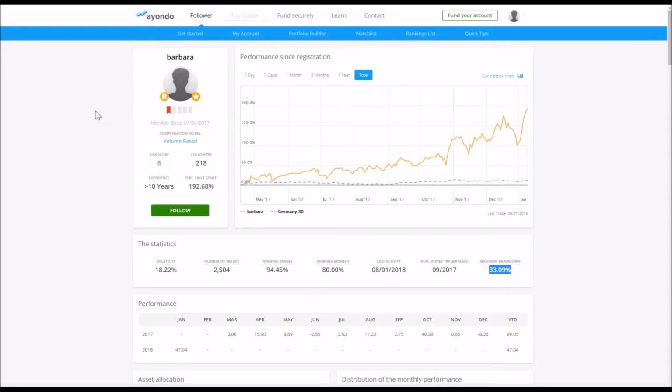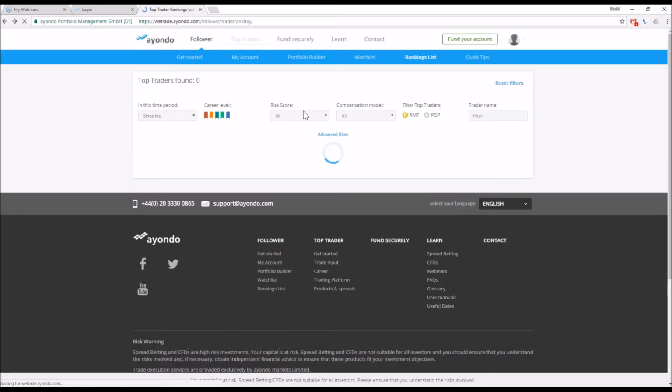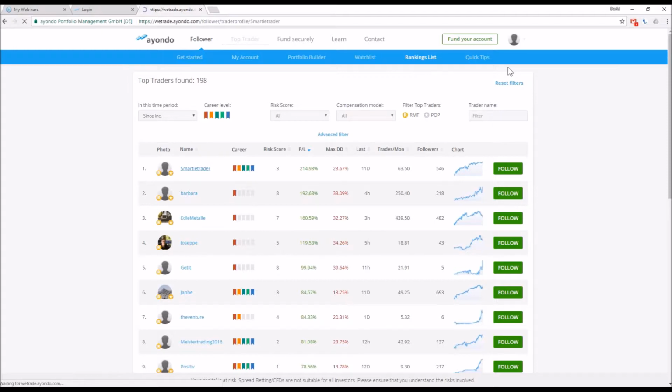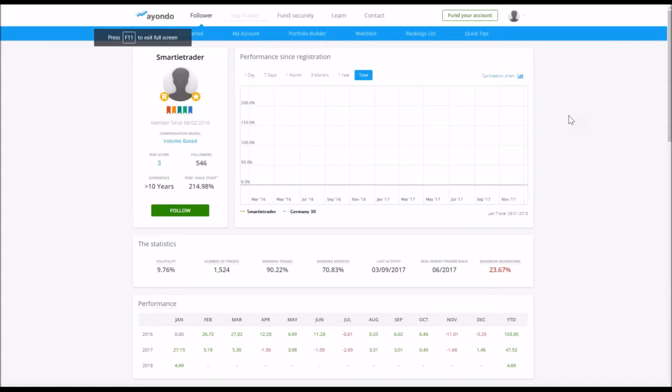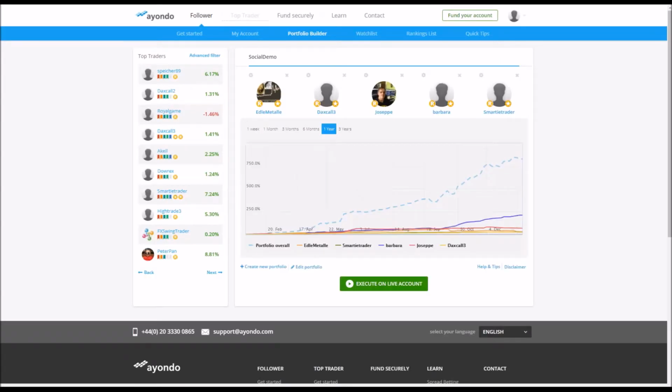I think I'm already following Barbara. We'll see in a minute, but let's just click back onto what's their name, Smarty Trader, and start following that one. So let's click back on Smarty Trader's details. Here we go. So let's say I think this is an interesting trader to follow. I'd be interested in adding them into my portfolio. So I click on follow, and then here we go. We get sent to another screen.